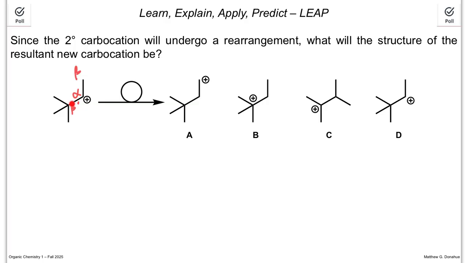This beta carbon has 1, 2, 3 methyl groups. So one of those methyl groups itself can shift over. So when that happens, what would the resultant structure be? So it would be C. And in blue, I'll write the numbering of the skeleton.